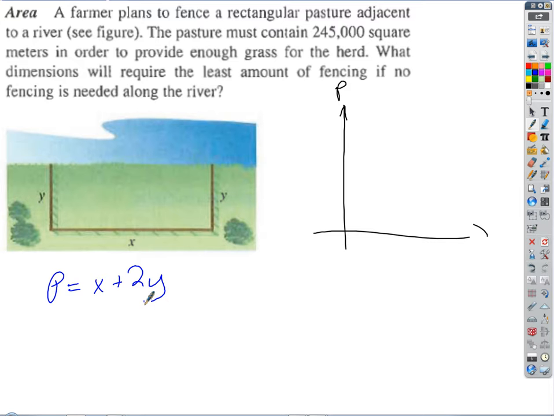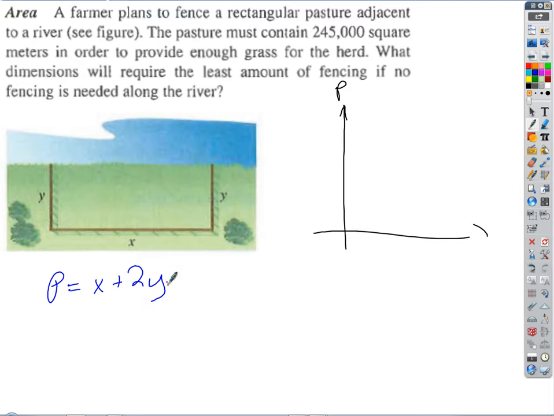What's going to be hard about that, though? If I want to try to graph that, there's my P. Well, it doesn't have to be quadratic, but there's something that's going to make this really difficult to graph. It's got three variables. It's got my output variable, but it's got two input variables. It's got two independent variables, right? We can't really deal with that, right?